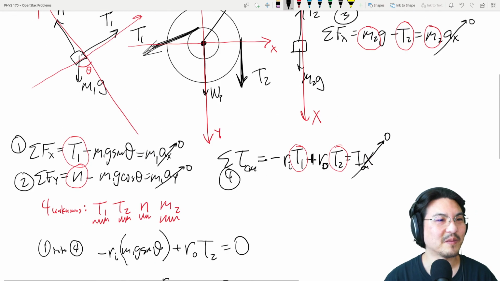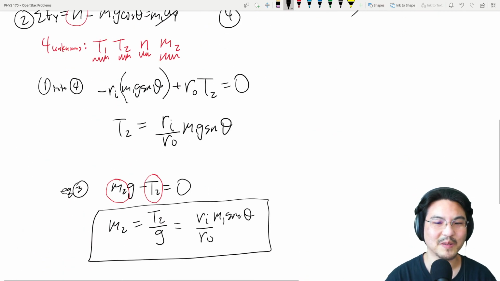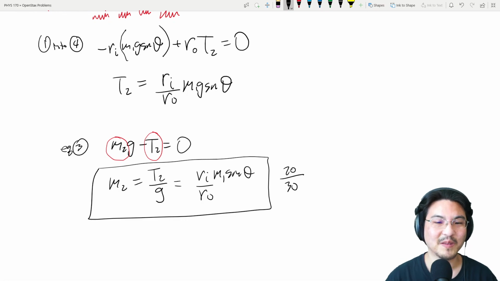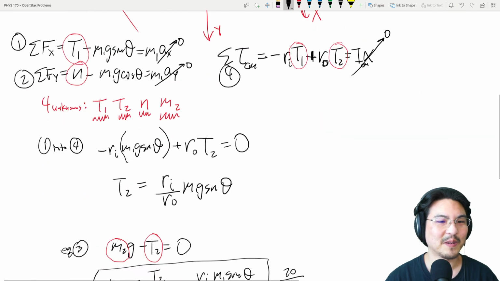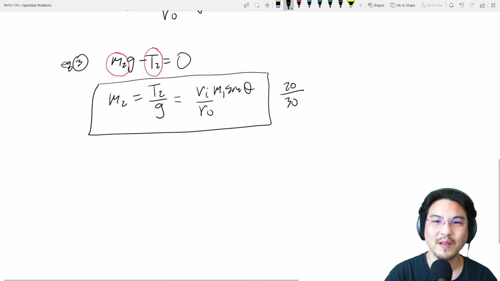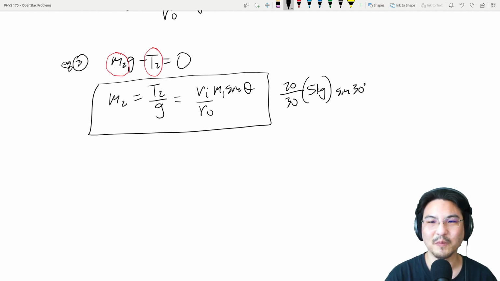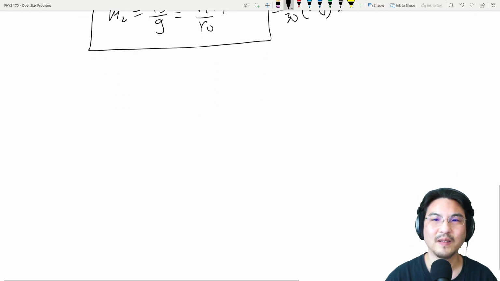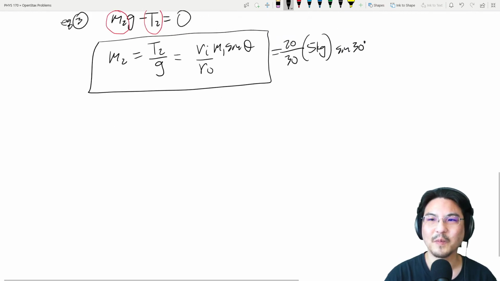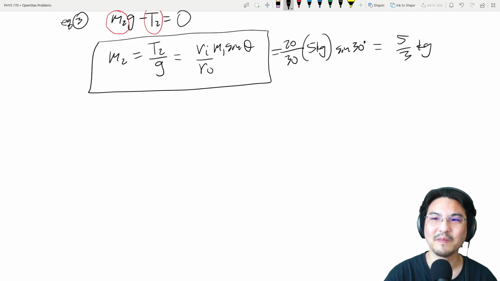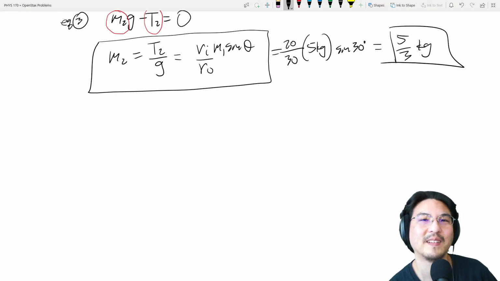So what was it again? 20 centimeters, 30 centimeters. M1 was 5 kilograms and the angle's 30. 5 kilograms sine 30. Sine 30 is 1/2, right? So it's going to be 2/3 and then 1/2, so 1/3 of 5. So 5 over 3 kilograms. There's your answer.